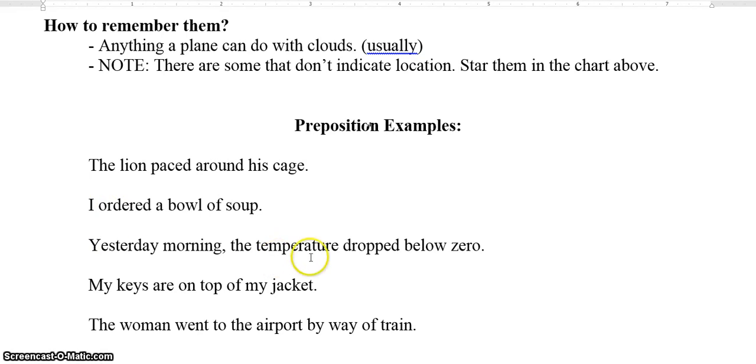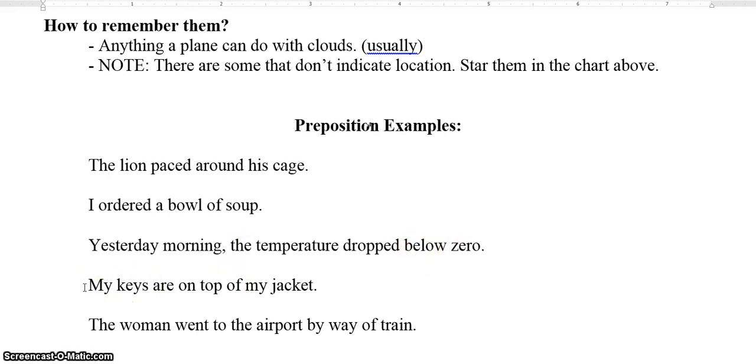Let's look at the next one. Yesterday morning, the temperature dropped below 0. Now, morning is a noun. Yesterday is an adjective. In this case, you're describing which morning. The is an article. Temperature is a noun. Dropped is an action verb. 0 is a noun in this case, I would think. Maybe it's an adjective. And below is your preposition. So below it's like under. It's a direction. That's your preposition.